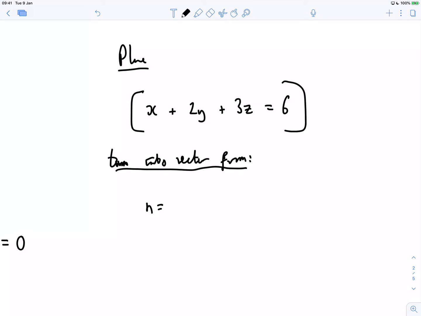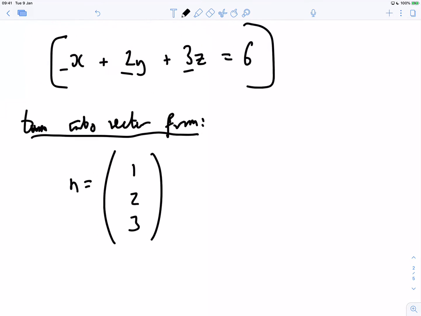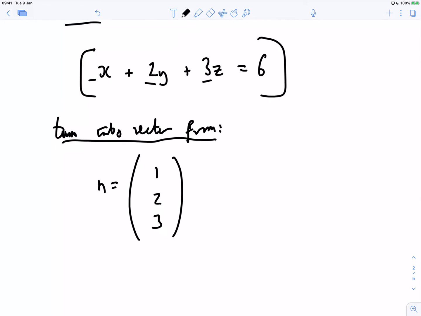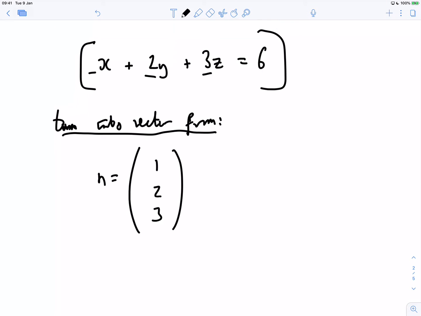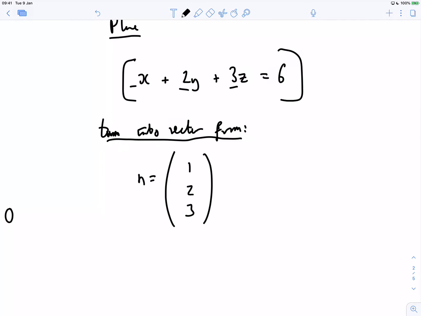First of all, the normal vector is just going to be the coefficients of the terms in front. So this is clearly 1, 2, 3. Okay, what else? Well, there's multiple things you can do here. One, you just need to find 2 vectors that are on the plane. Or you just need to find 3 points and construct 2 vectors.